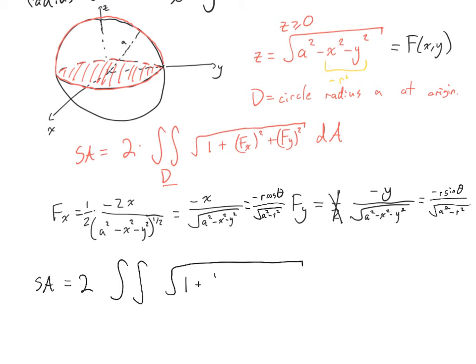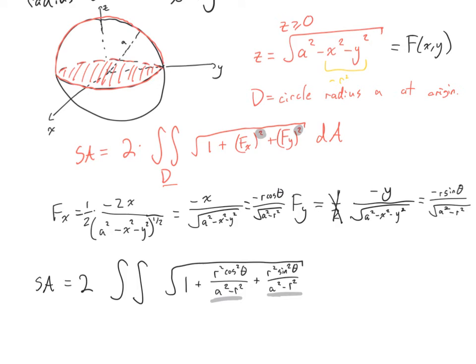I've got an r squared cosine squared theta over a squared minus r squared, just over a squared minus r squared, as I said, not as I wrote, because the square root gets rid of it. Plus, for the y part, I get r squared sine squared theta over a squared minus r squared. I really want to emphasize that this squaring I've highlighted really plays an effect on your integrand.